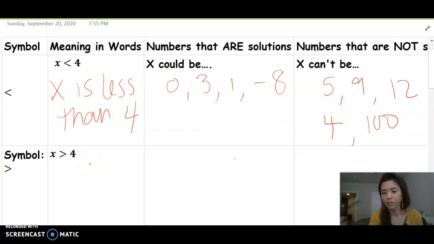To tell if it's a solution, just read your number in your sentence here. Instead of the x, put the number in there. 5 is less than 4. That is not true, therefore not a solution.